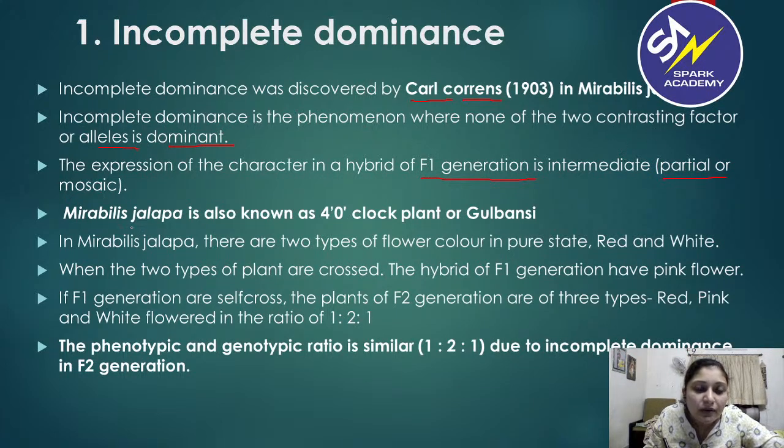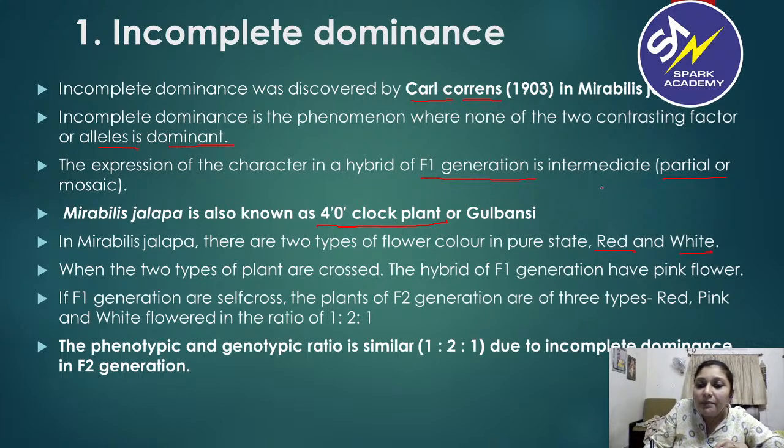Mirabilis jalapa is also known as the four o'clock plant or Gulbansi. In this plant, there are two types of flower color, one red and one white, but this color is not a dominant characteristic. The genes for this color are not dominant. It is showing incomplete dominance.